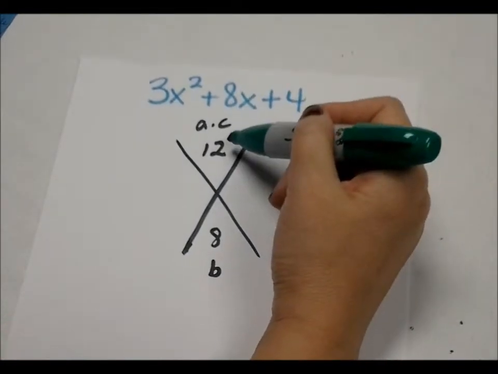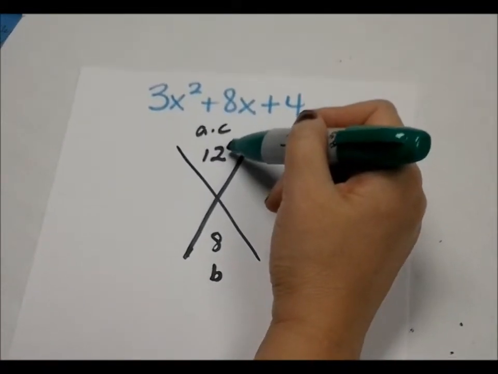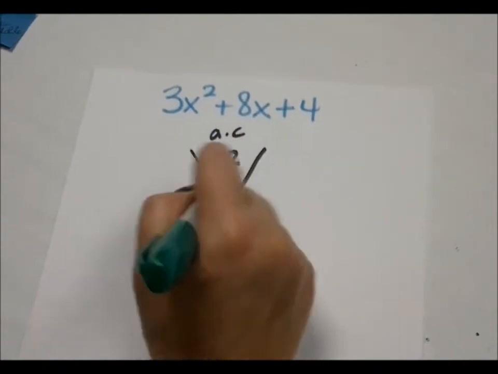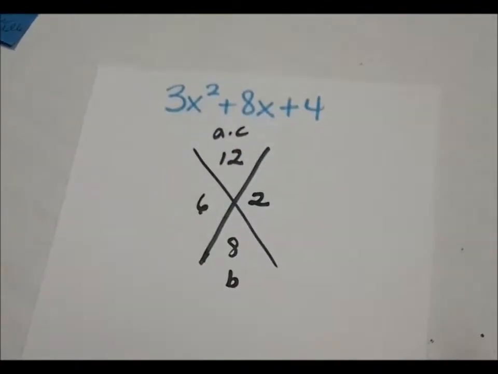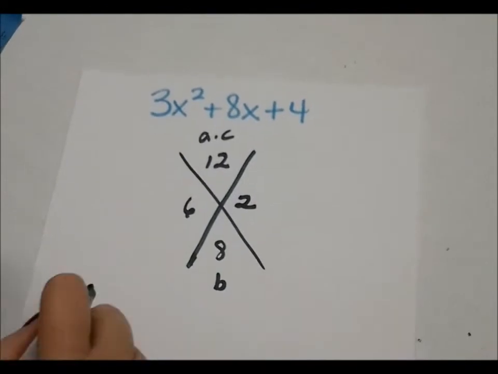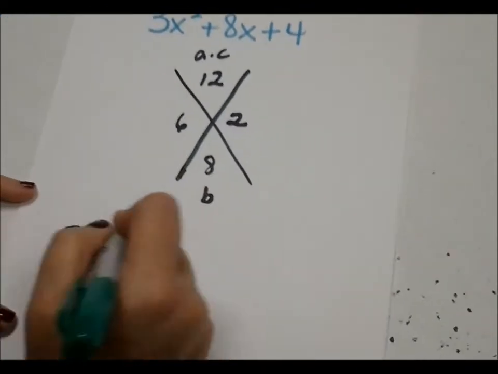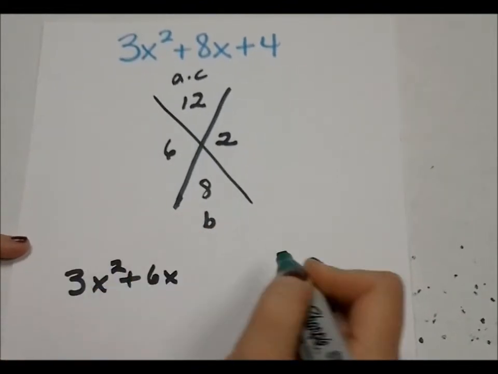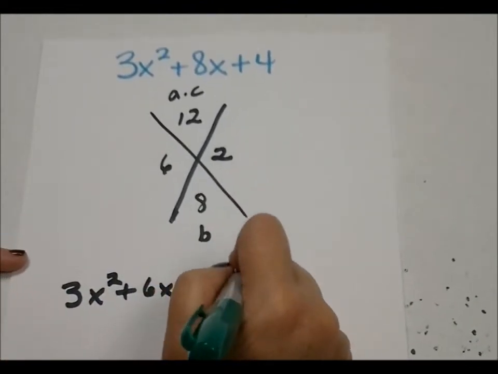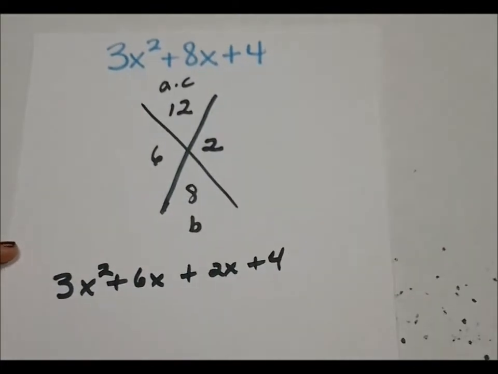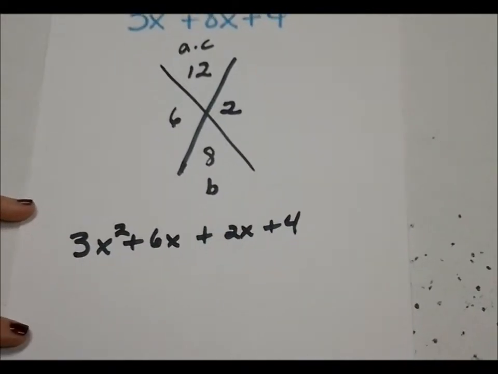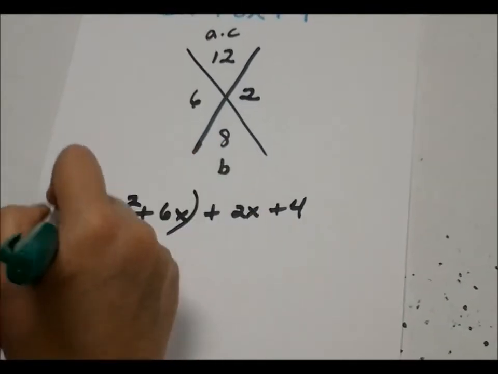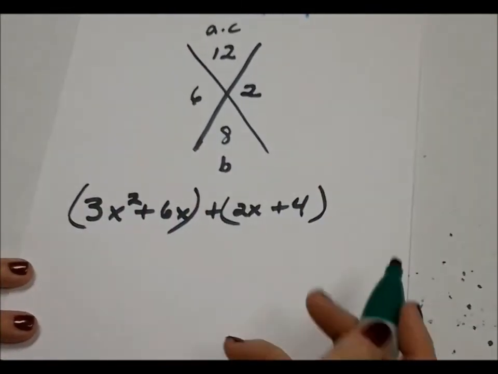Students will frequently see 3 and 4 for 12, but 2 and 6 they may not come up with initially. But the factors I do want are 6 and 2 because 6 plus 2 gives me 8. So I'm going to write this as 3x squared plus 6x plus 2x plus 4. You can actually put the 2x or the 6x in whichever order you want and you will get the same answer. But I'm going to group now these two and these two.